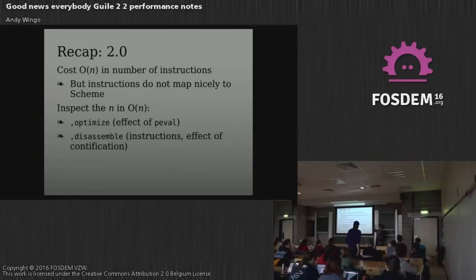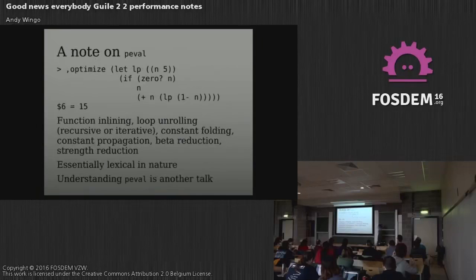You can inspect the effect of partial evaluation on your code. I don't know who here has used the ,optimize command at the REPL. I know many of y'all are Scheme programmers and you've visited Guile before, definitely try that out on an expression to see what the partial evaluator will do on an expression. And the other thing that you use to inspect the result of your compilation, besides just timing your program, is the disassemble command, which shows you the bytecode instructions.